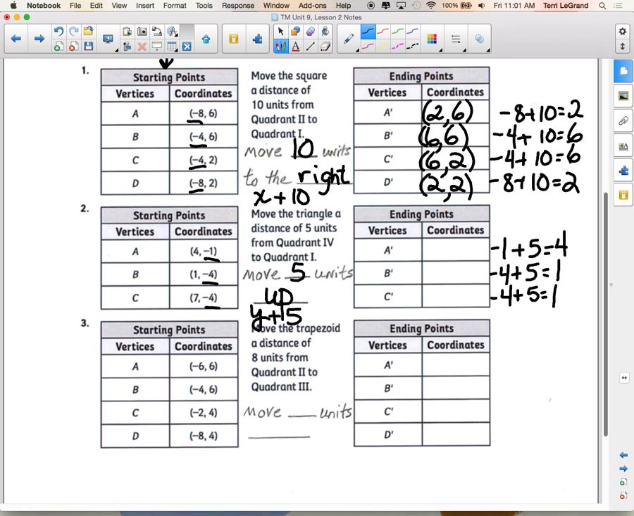So the x values, do they change? No, the x values are staying what they were. So I'll just do this right away so I don't mess up. My x's are all going to stay the same. 4, 1, and 7. These are my new y values.